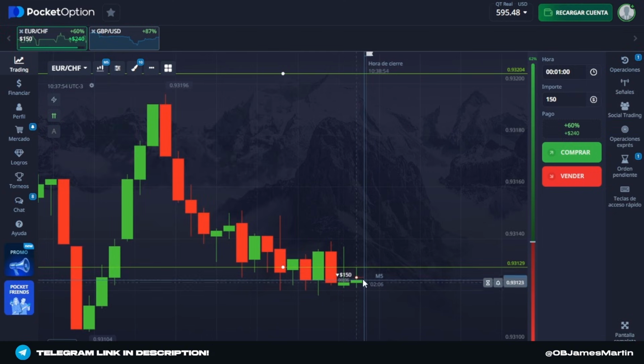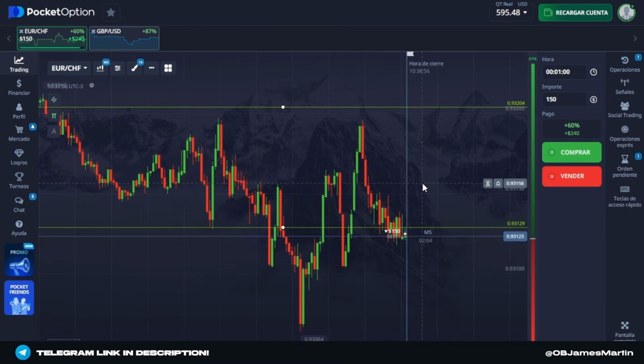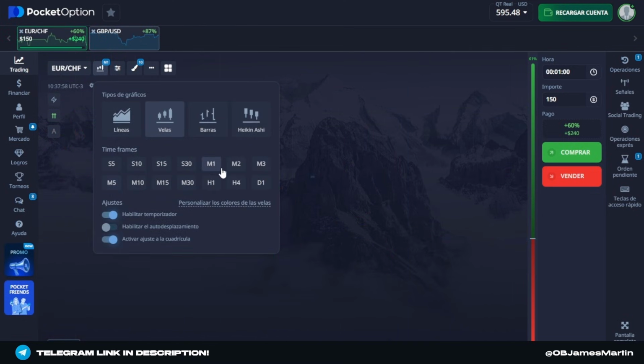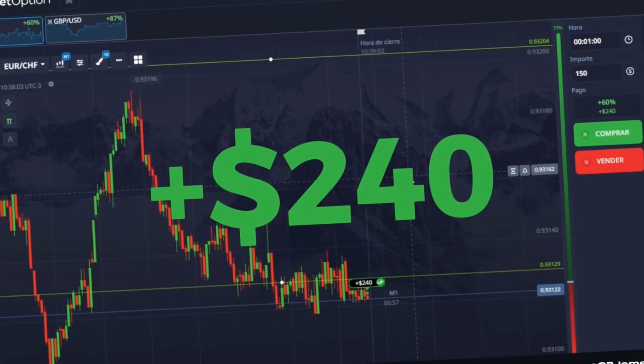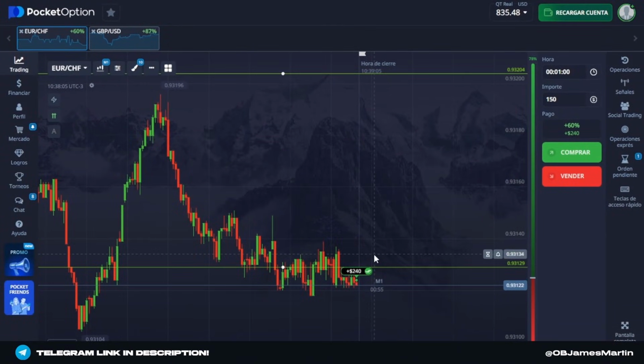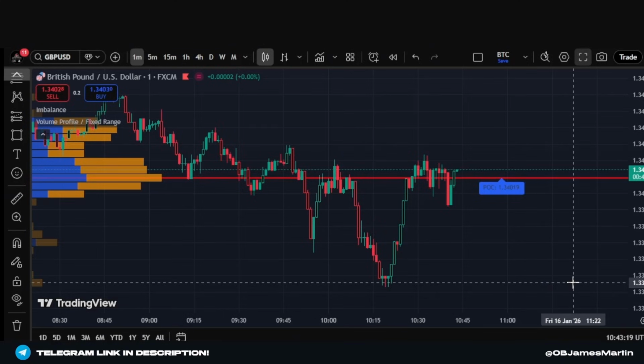Okay, look at that. It's good, done. Guys, I also checked M5 and M1. You can see that. It's pretty good. You just got 240 right here. You can see that on GBP USD.